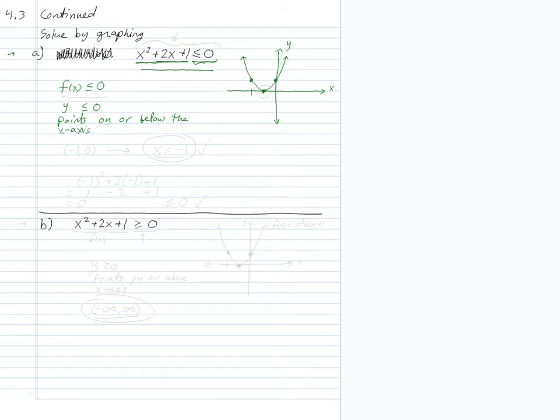Well, looking at this graph, none of those points lie below the x-axis, but there is this one point, in fact the vertex of this parabola, which lies on the x-axis. So there is only one point that is a solution to this inequality, the point -1, 0. So our solution is x equals -1. That's the only x value that will satisfy our inequality that we were given.